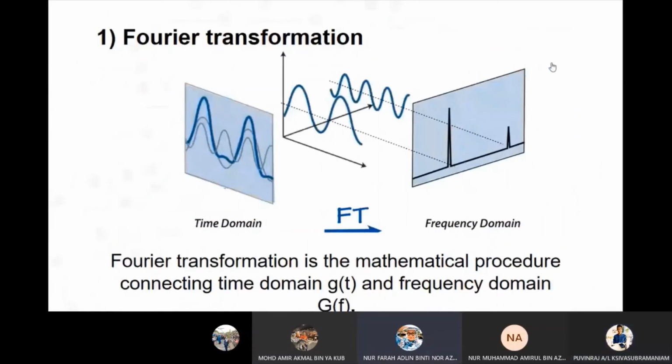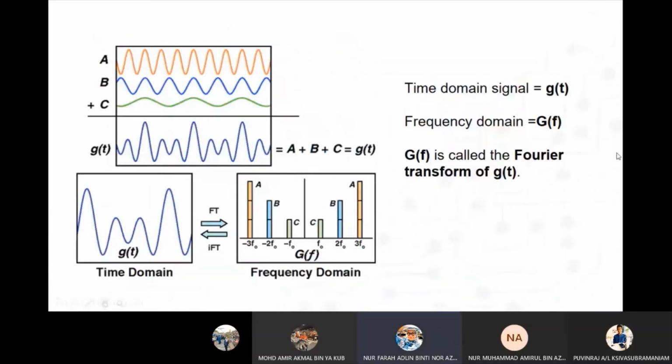Result and discussion. In this discussion, I will explain the process of Fourier transform in an MRI system. The first one is Fourier transformation. Fourier transformation is the mathematical procedure connecting the time domain and frequency domain. Next, as we can see in the figure, the process from time domain to frequency domain is Fourier transform, and from frequency domain to time domain is inverse Fourier transform.